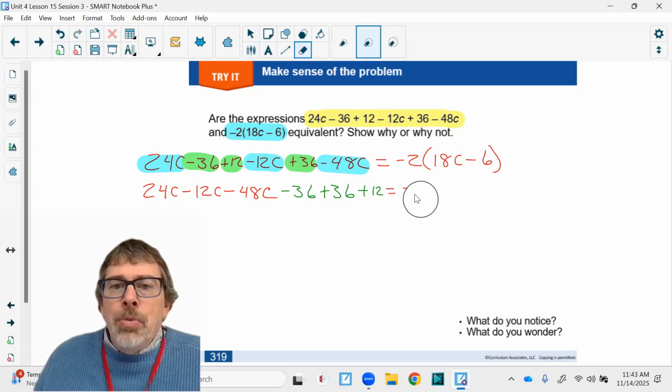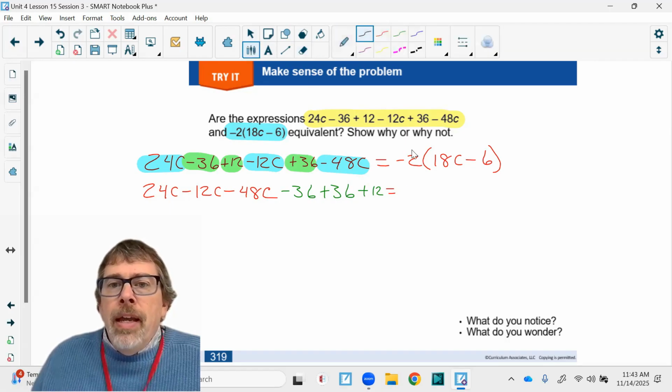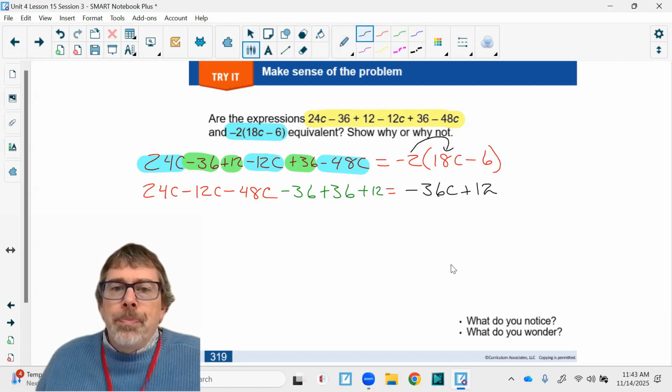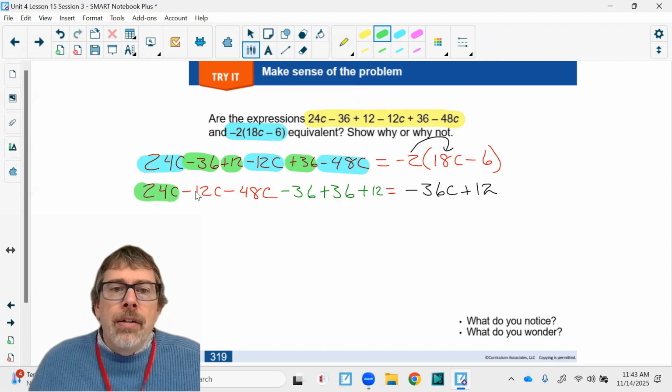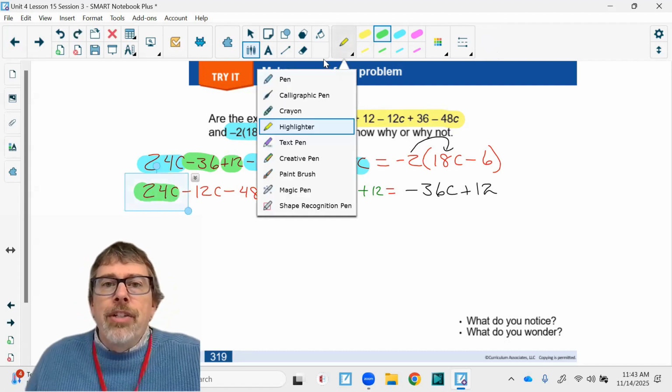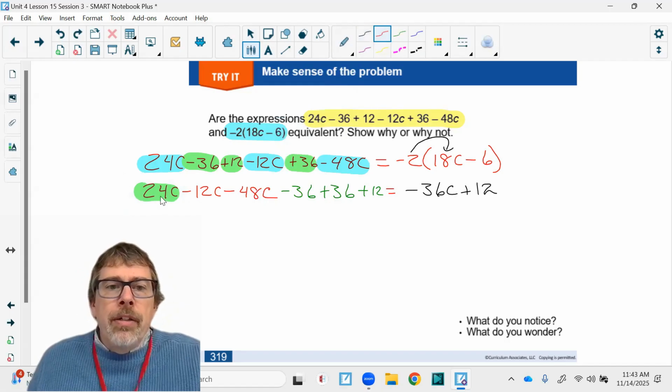But while I'm at it, I might as well do the distributive property. Negative 2 times 18, negative times a positive is negative. 2 times 18 is 36c. Negative times a negative is positive. 2 times 6 is 12. Okay, so the next thing I'm going to do is focus on, whoops, I don't need to do this anymore. I've already rearranged them. I'm going to focus on combining like terms. So all my c's get combined. 24 minus 12 is negative 12c minus 48c.